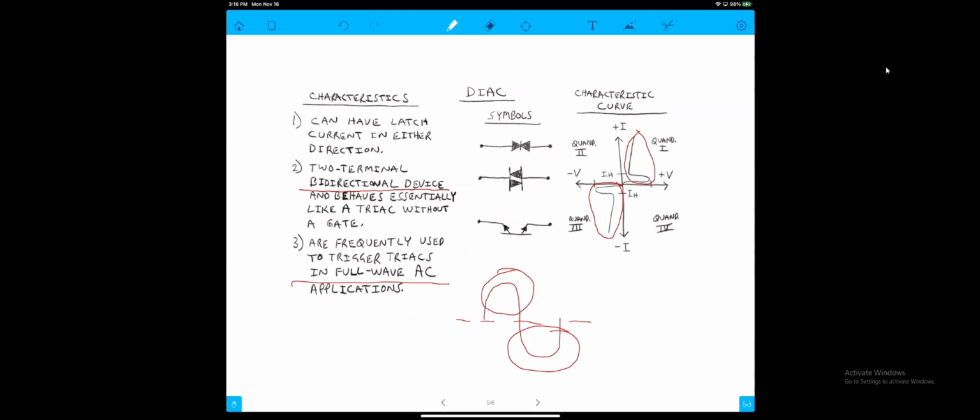No, this is not used for that. These are used to trigger full wave AC applications, whatever requires an AC signal. So in other words, we can run different devices that run on AC and require power. That's what I was saying.